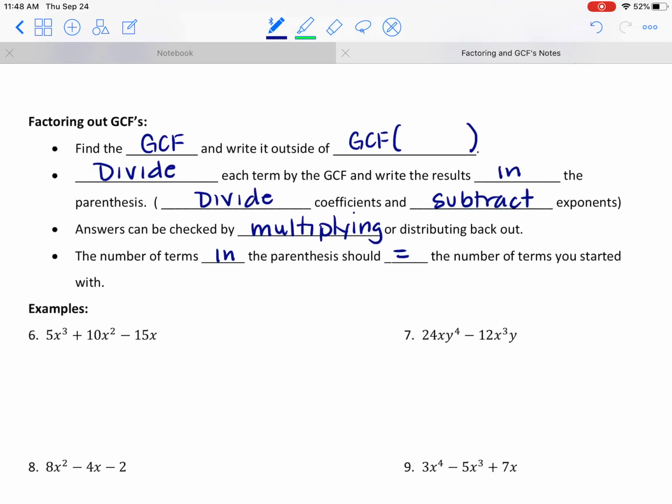They happen in certain situations, but make sure if you start, for example, number 6 with 3 terms, that in your parentheses you should have 3 things going on in there as well. Okay? So let's try this out.